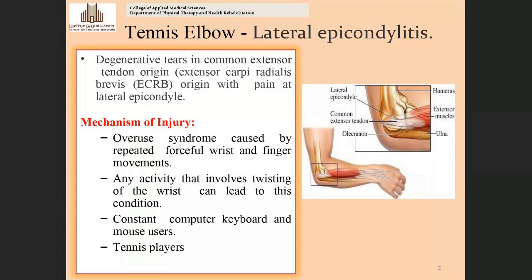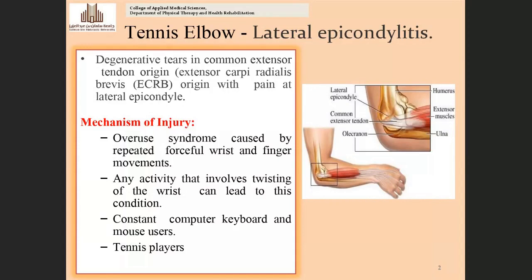When you see the mechanism of injury, what are the different types of forces which are acting at the lateral epicondyle? They have found there is an overuse syndrome. When the elbow is used repeatedly for any activities or for any sports, there is a chance of getting this condition that is known as tennis elbow. Repeated forceful wrist and finger movements may cause this condition, or any activity that involves twisting of the wrist can lead to this condition.